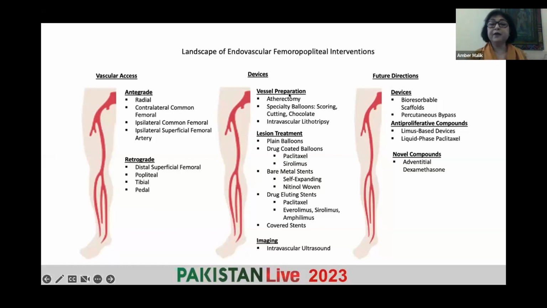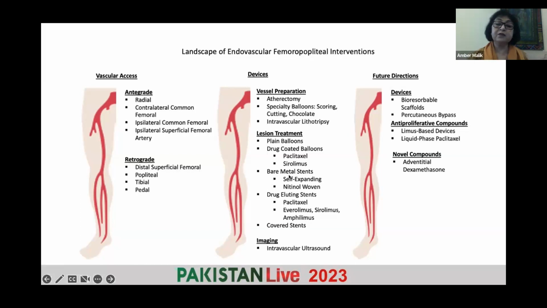So for vessel preparation, like any other artery, you can do atherectomy, specialty balloons, which can be scoring, cutting, chocolate balloons, intravascular lithotripsy. Everything is used in the peripherals. We do not have all this equipment, but we try. Lesion treatment is by plain balloons, which is always our mainstay. And then there are drug-coated balloons with paclitaxel and sirolimus, and these are sometimes available in our centers.